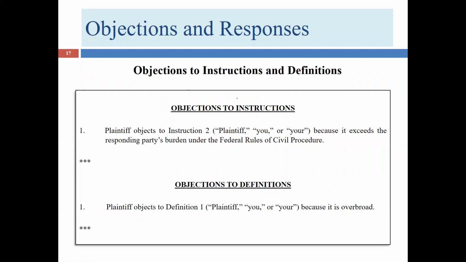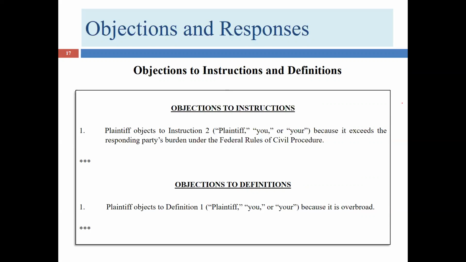And you can see there can be objections to the instructions. You can see here, plaintiff objects to instruction 2, plaintiff, you or your, because it exceeds the responding party's burden under the Federal Rules of Civil Procedure. This would be very common to make these types of objections. You shouldn't make frivolous objections, but it's very common to, in a way, preserve your options under the case. You're protecting your interests. You probably aren't going to end up in front of a judge with this particular objection. It's a pretty common one to do.